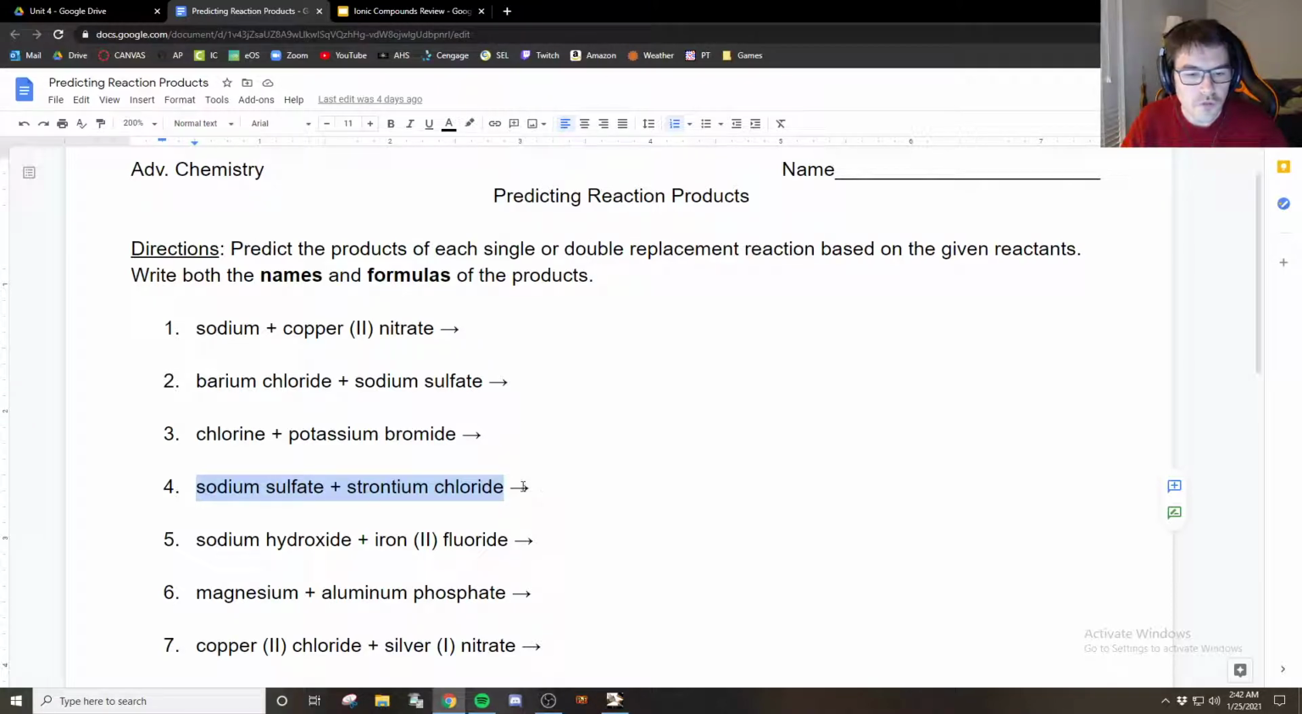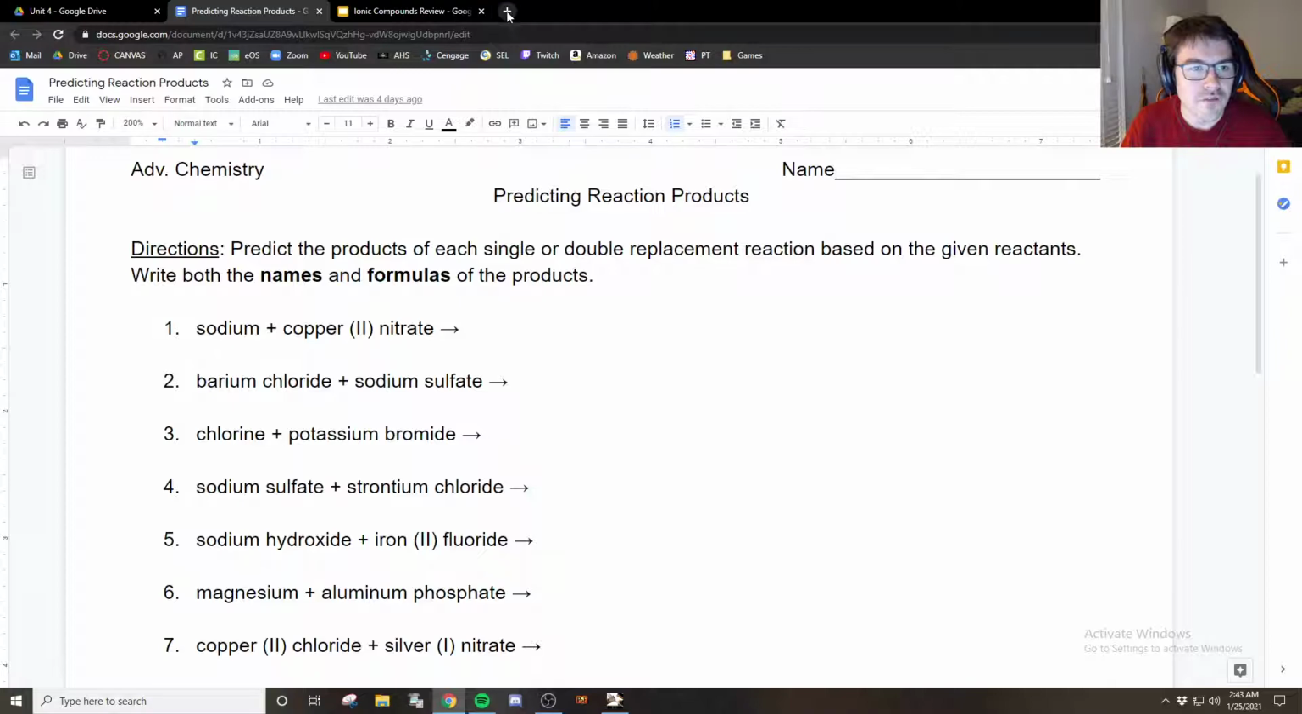Okay, so the directions here, we're going to be predicting the products of these reactions. These are all single or double replacement reactions, by the way. We're going to be predicting the products based on the given reactants. Okay, so what we have here are a bunch of chemical equations. These are incomplete. We only have the reactant side of the chemical equations. And so what we're going to need to do is predict the products, writing both the names and the formulas of those products here on the right side of the equation.